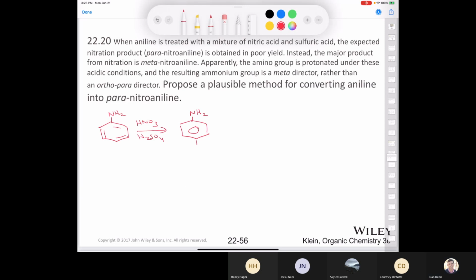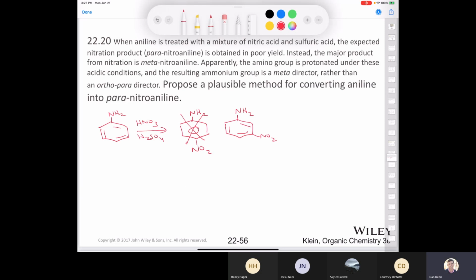It says it's obtained in a poor yield. Instead, the major product is meta-nitroaniline. So instead of getting this, you end up with this compound where you have the nitro group here, okay?